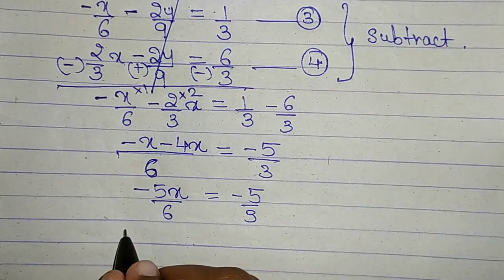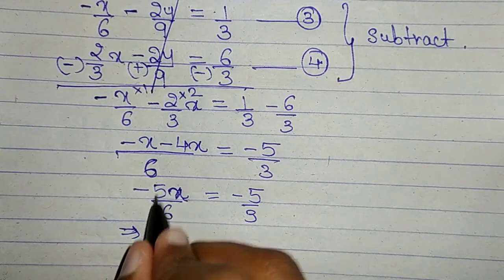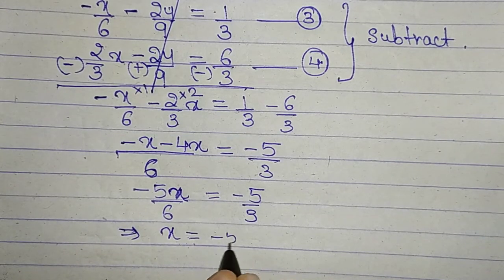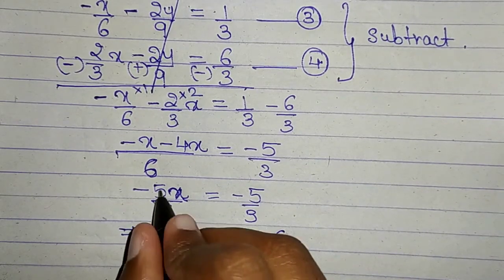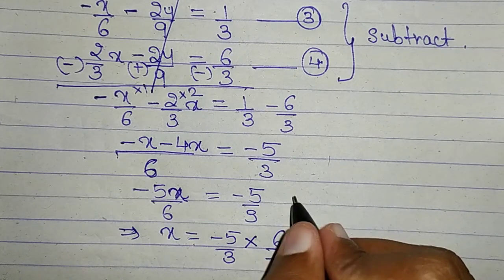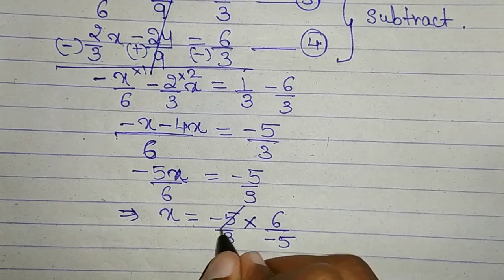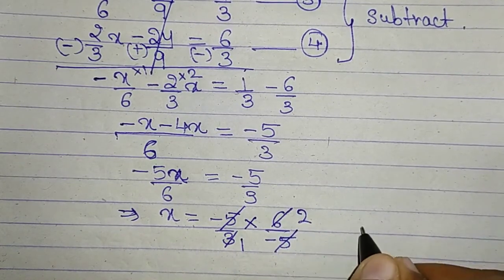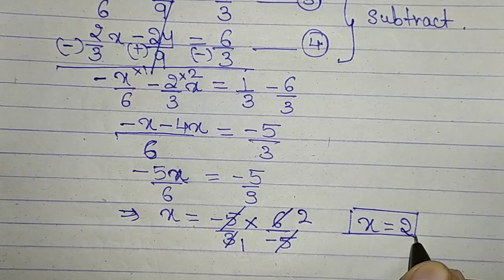So now to get the value of x, let us leave x here and transpose everything to the RHS. We will get x is equal to minus 5 by 3 into 6 by minus 5. Since it is minus 5 by 6 here, on transposing we will get 6 by minus 5, and because it has been multiplied, minus 5 cancels each other. 3 ones are 3, 2 threes are 6. So x is equal to 2 is our one set of solution.